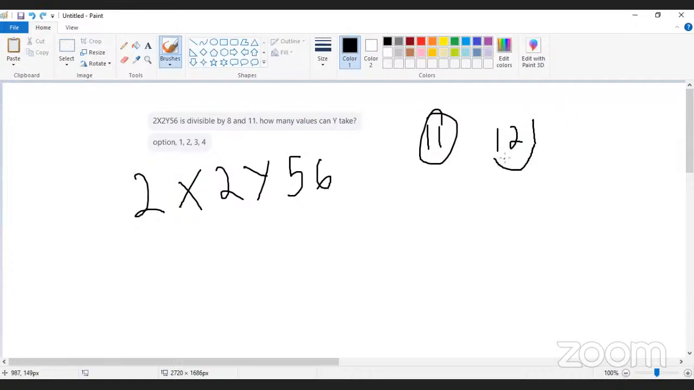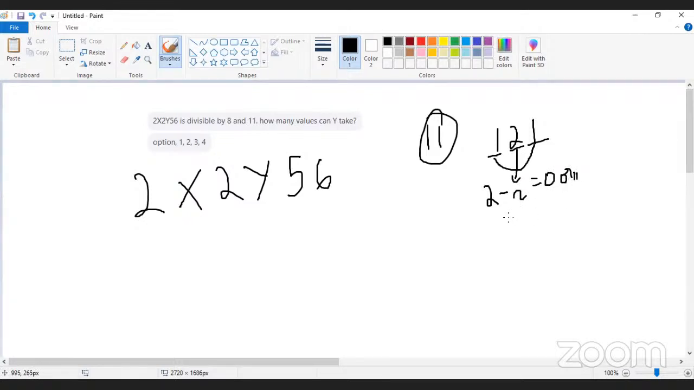For this 2, I don't have an alternate number. For this 1, I have an alternate number 1. So what is 1 plus 1? 2. Minus this number 2, it should give me 0 or 11. It's giving 0, then it is correct.